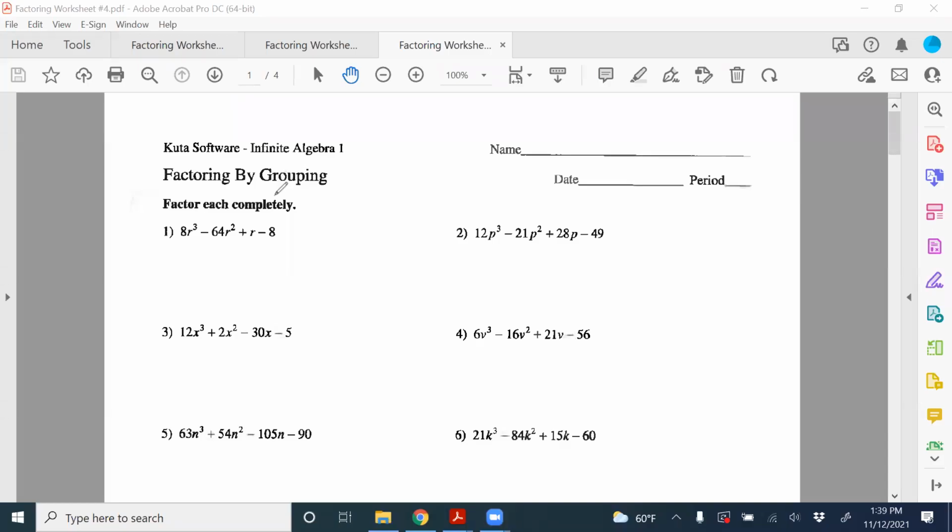Here we have worksheet number 4. We're factoring worksheet number 4. We're going to talk about factor by grouping. It's a very simple process. All you do is you put parentheses around the first two terms and around the last two terms.